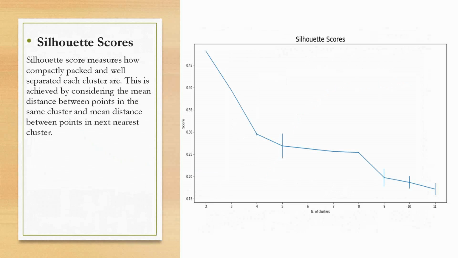The next technique we employed was the silhouette score. The silhouette score measures how compactly packed and well separated each cluster is. This is achieved by considering the mean distance between the points in the same cluster and the mean distance between points in the next nearest cluster. The results obtained with this technique further suggest that 5 is the optimal number of clusters.